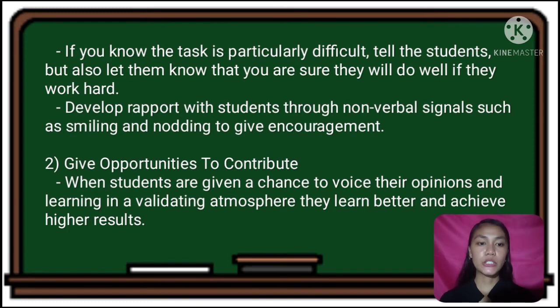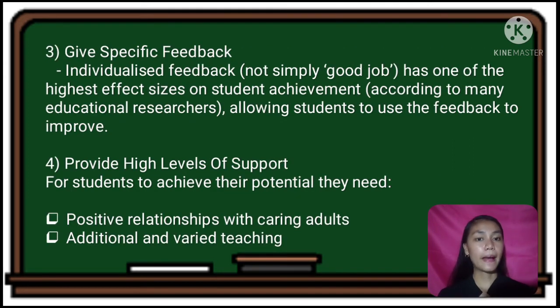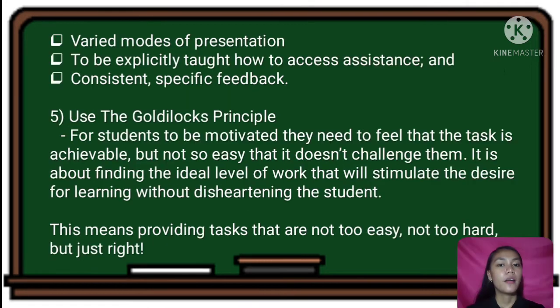Second is to give opportunities to contribute. When students are given a chance to voice their opinions and learning in a validating atmosphere, they learn better and achieve higher results. Third is give specific feedback. Individualized feedback, not simply "good job," has one of the highest effect sizes on students' achievement, according to many educational researchers, allowing students to use the feedback to improve. Fourth, provide high levels of support. For students to achieve their potential, they need positive relationships with caring adults, additional and varied teaching, varied modes of presentation, to be explicitly taught how to access assistance, and consistent specific feedback.